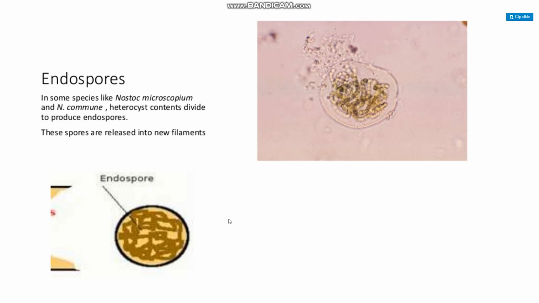Endospores. In some species like Nostoc microscopicum and Nostoc commune, the heterocyst contents divide to produce endospores, and these spores are released to form a new filament.